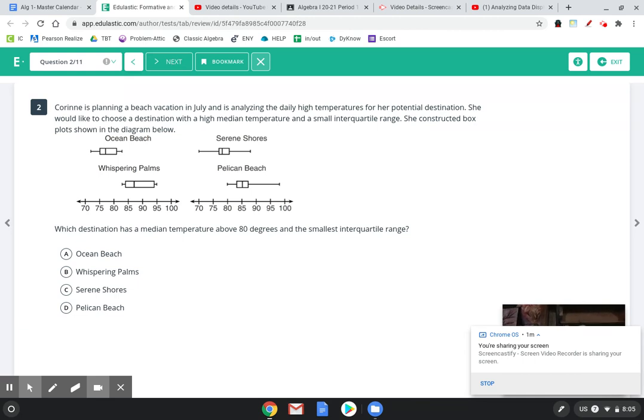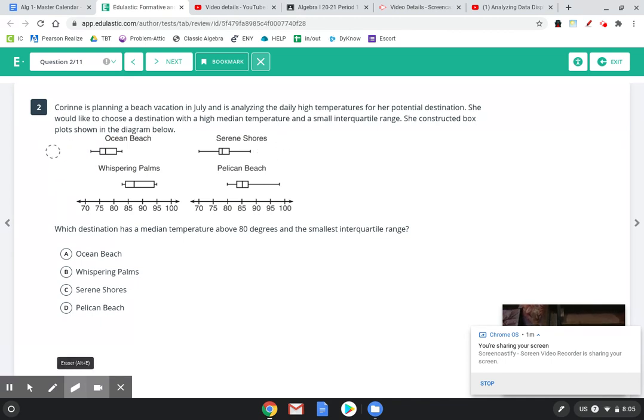Hopping into number 2, it says Corrine is planning a beach vacation in July and is analyzing the daily high temperatures for her potential destination. She would like to choose a destination with a high median temperature and a small interquartile range. She constructed the box plots shown in the diagram below. So you have 4 of these. I'm just going to point these out: 1, 2, 3, 4 of these box plots here.